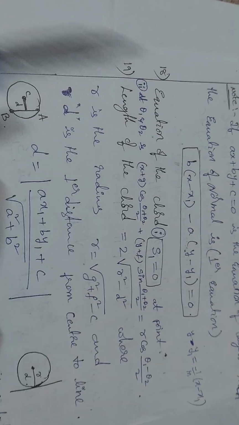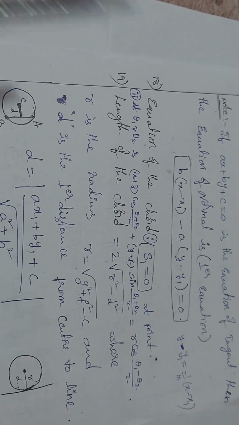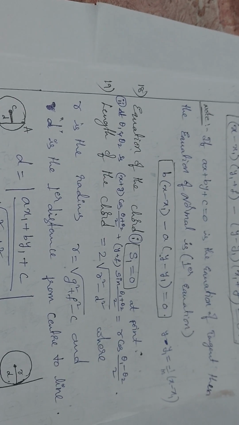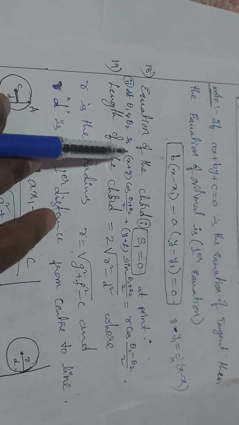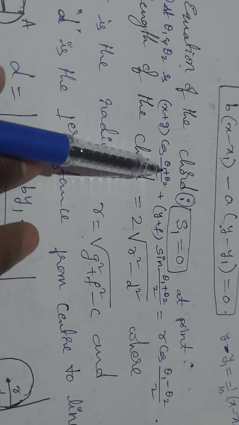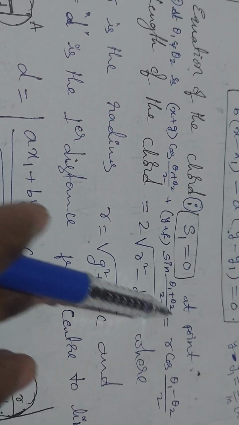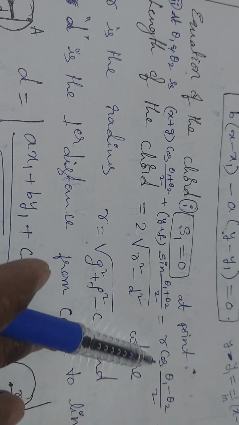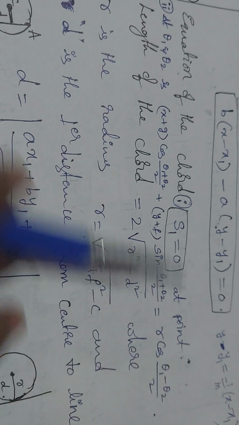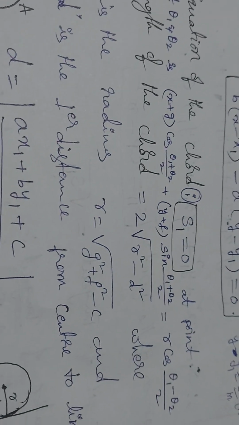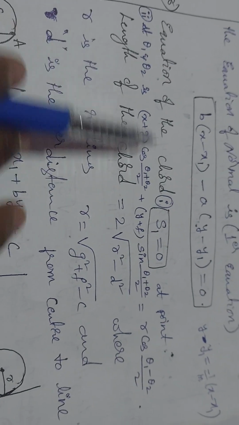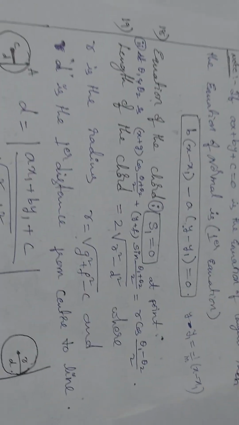Next, equation of the chord. S1 equals 0 at a point, that one. If at angle they asked, it means (x plus g) cos of (theta1 plus theta2) by 2 plus (y plus f) sin of (theta1 plus theta2) by 2 equals r cos (theta1 minus theta2) by 2. Unexpected question formula. This point only is important.